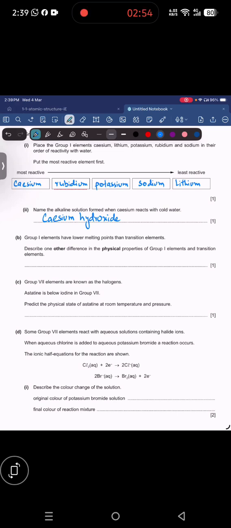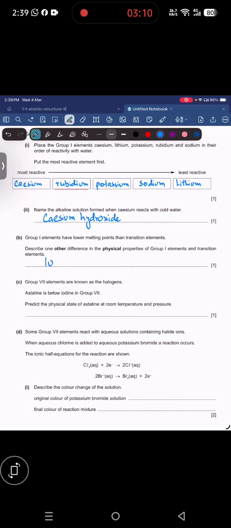Color, catalyst, and the variable oxidation state. These three are the chemical properties. So any of these three physical properties can be used here. So I'm going to write here: low density.